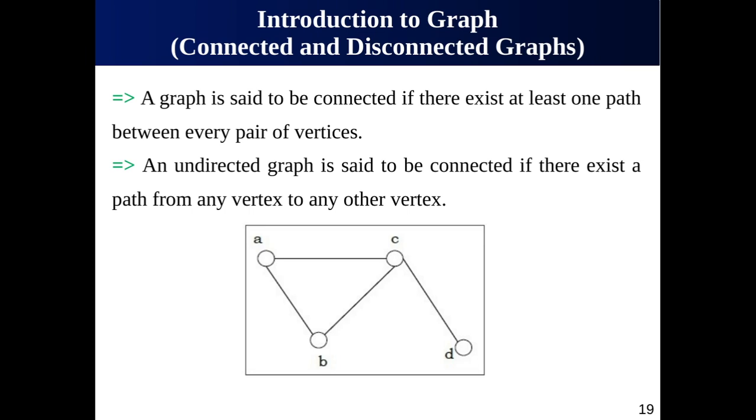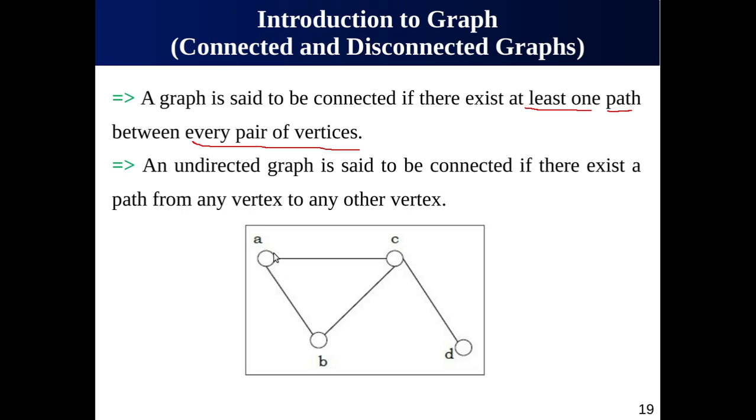Any graph is said to be connected if there exists at least one path, at least one path, that is important, between every pair of vertices. And we are talking about an undirected graph where we have no directions. So a graph is said to be connected if there is at least one path between every pair of vertices.